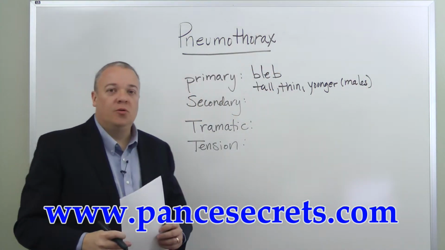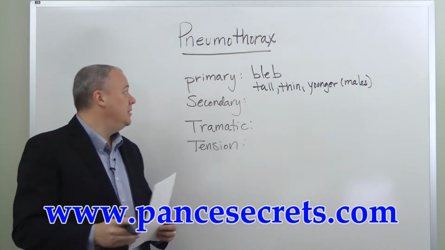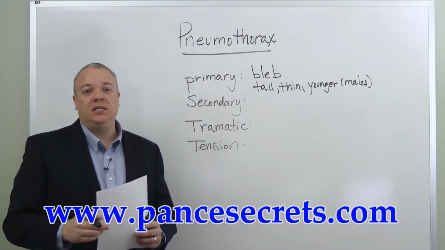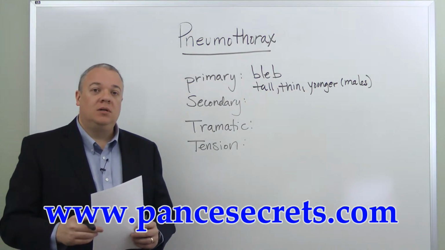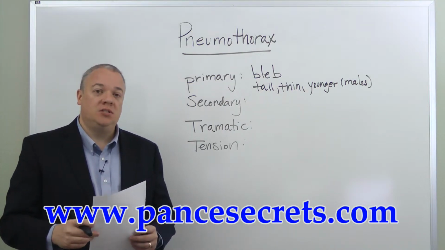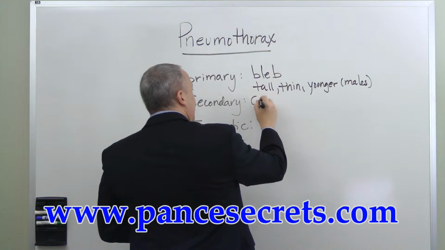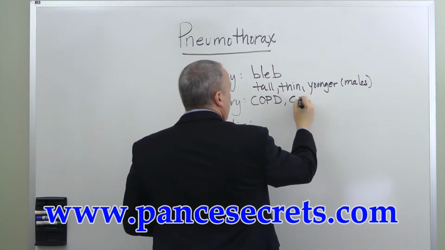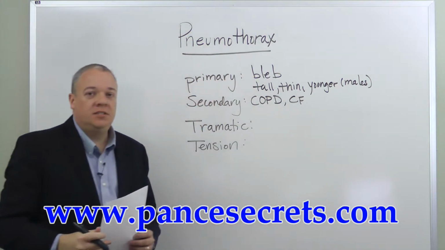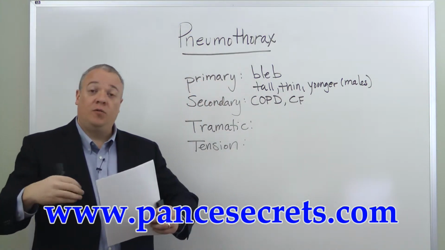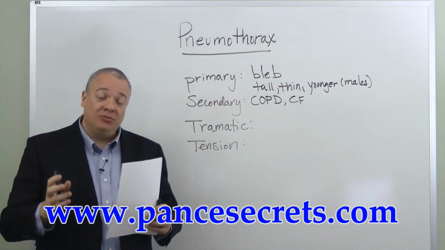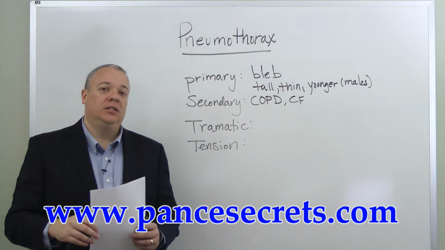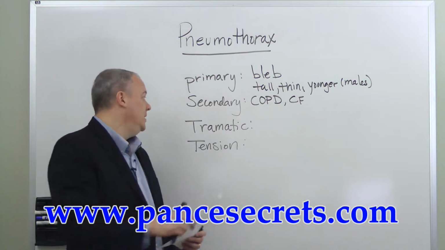So that's primary pneumothorax. A secondary pneumothorax has to do with a chronic disease like COPD or cystic fibrosis, these sorts of things. And because of the disease, it causes the problem of the air to form around the outside of the lungs in the chest cavity, putting more and more pressure on the lungs and causing problems in that regard.